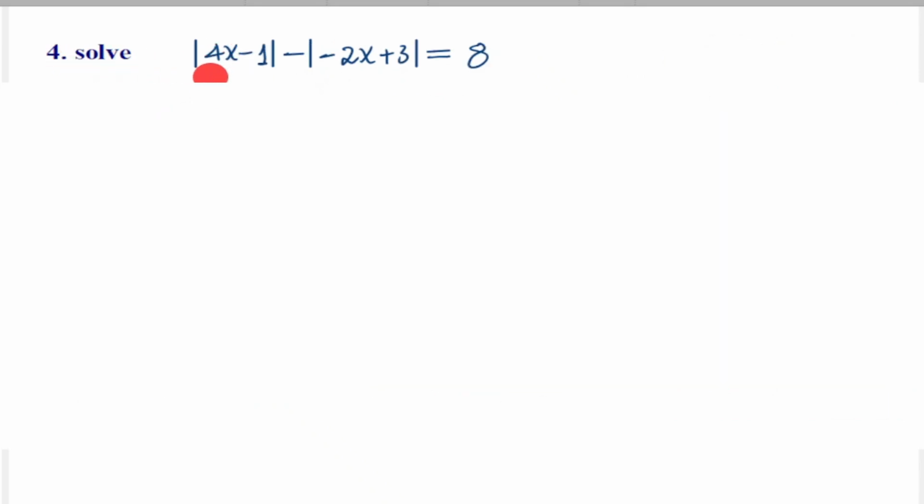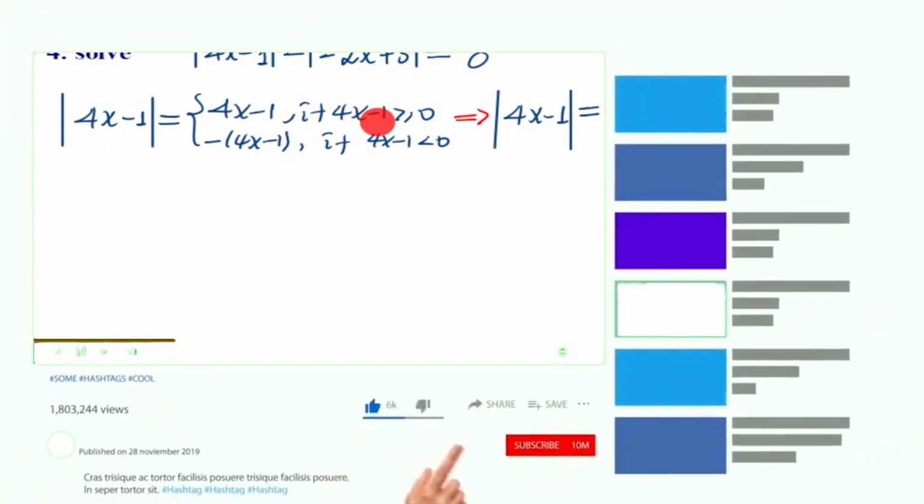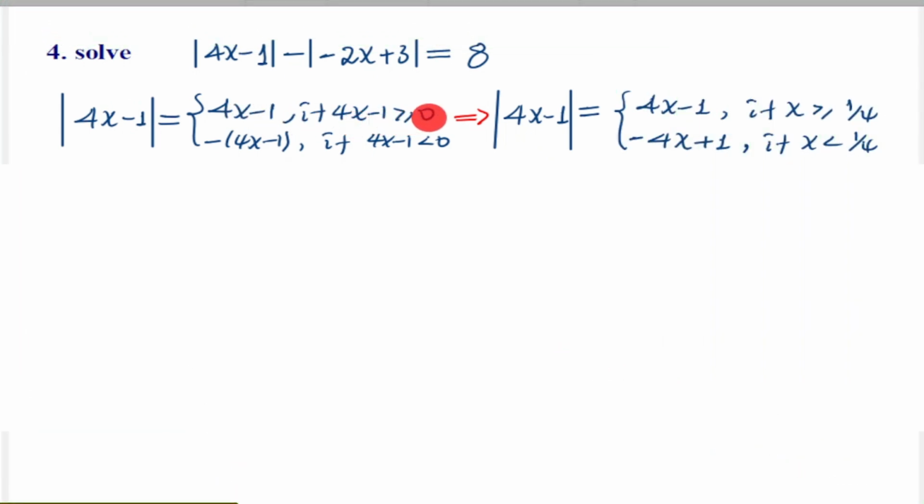4. Solve the absolute value of 4x minus 1 minus the absolute value of minus 2x plus 3 is equal to 8. This is a double absolute value equation. The absolute value of 4x minus 1 is equal to 4x minus 1 if 4x minus 1 is greater than or equal to 0, and minus of 4x minus 1 if 4x minus 1 is less than 0.